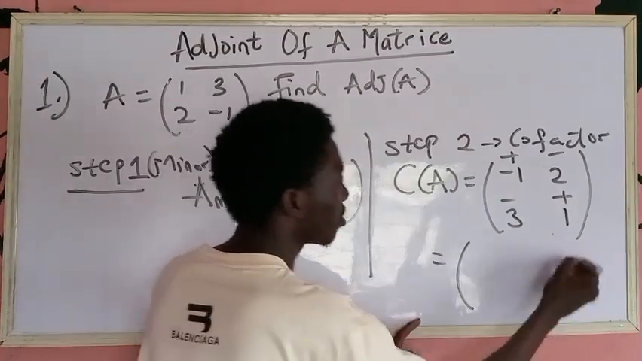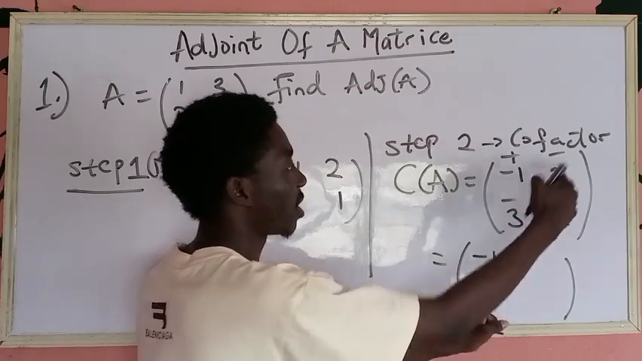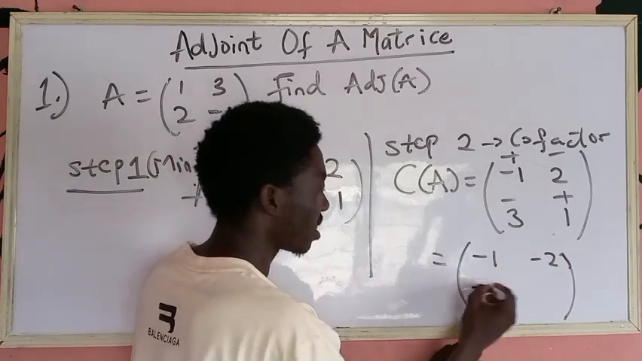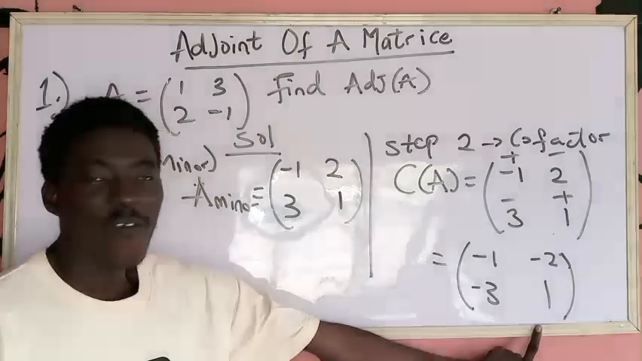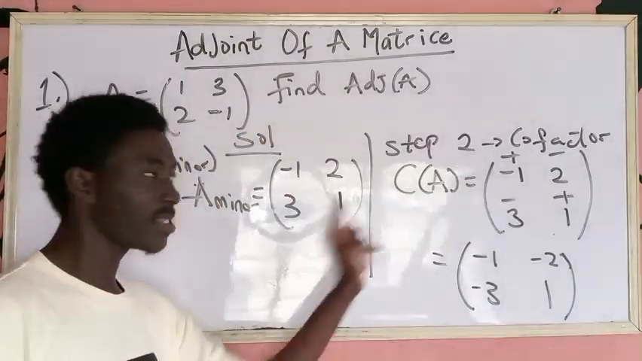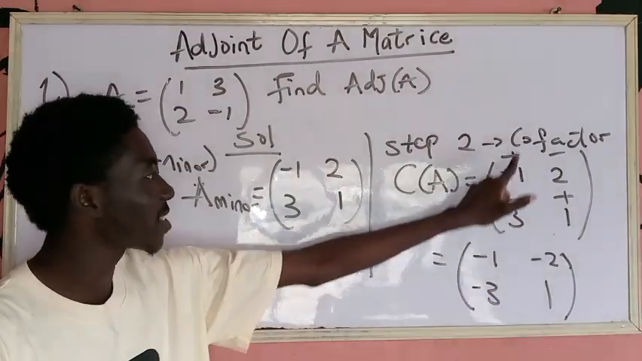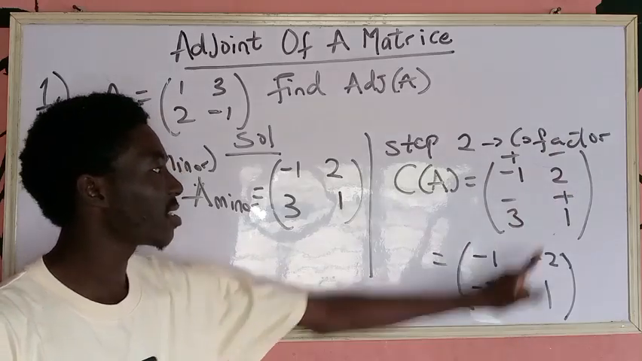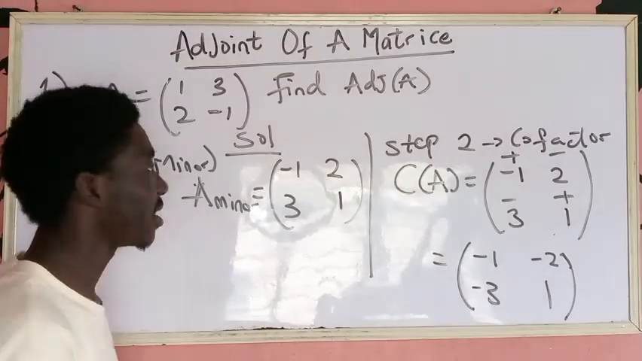And what does that give me? Plus times minus is minus, so minus 1. Minus times 2 is minus 2. Minus times 3 is minus 3, and plus times 1 is 1. This is the cofactor of matrix A. This is the minor, step 1. Step 1 is minor, step 2 is the cofactor: minus 1, minus 2, minus 3 and plus 1. That's the cofactor. So the last step is step 3.